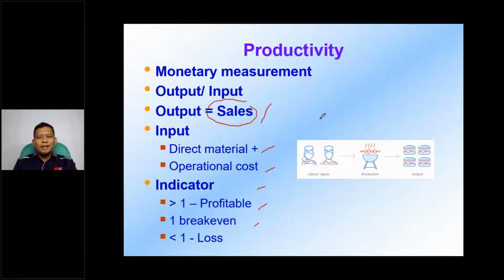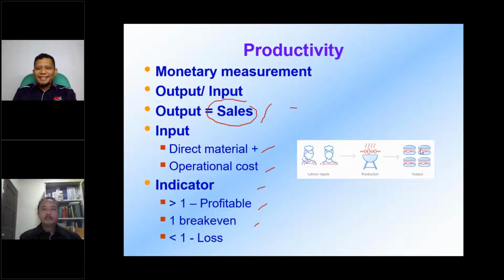I pasted it on the company bulletin boards. We pasted it in the canteen to show this month how much is our productivity, how much is our plant efficiency. If the result is more than one, what does it mean? Let's say it's more than one. Means let's say the sales is 10 million.